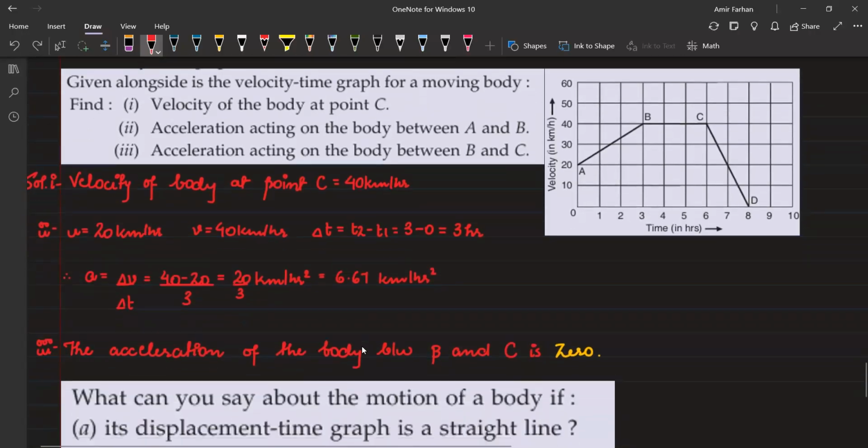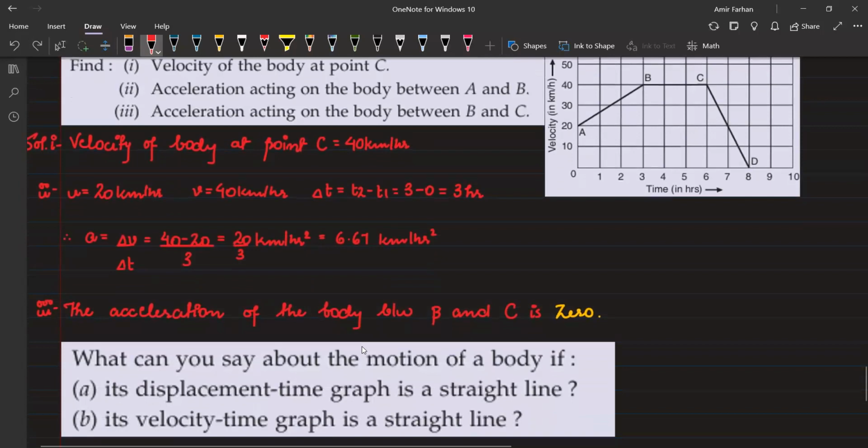Okay? Please try to solve this question. Let me know the graph or let me know the answer for it. What do you say about the motion of a body if its displacement graph is a straight line? Answer me in the chat. And if the velocity time graph is a straight line.